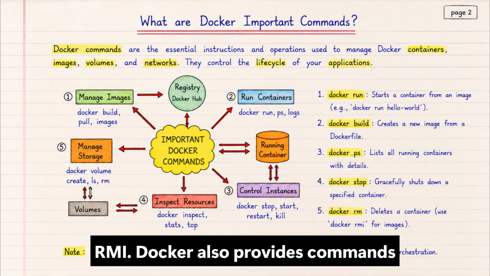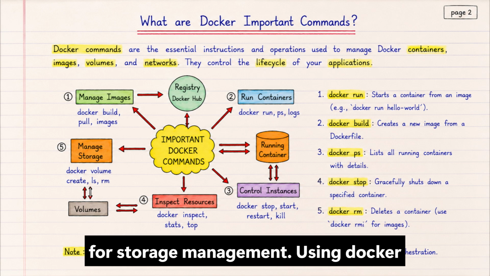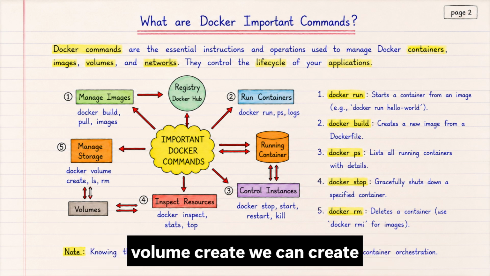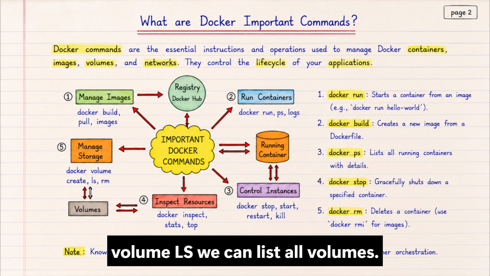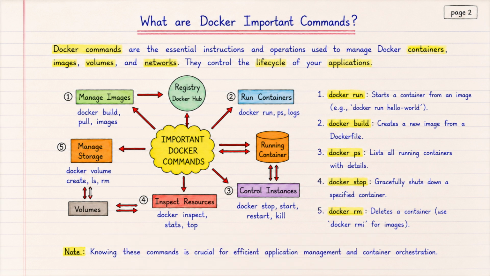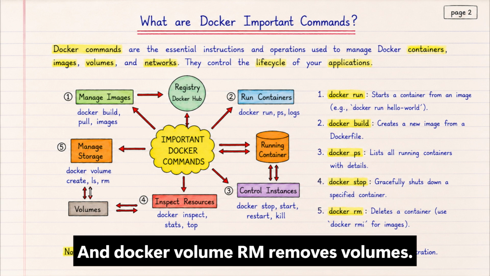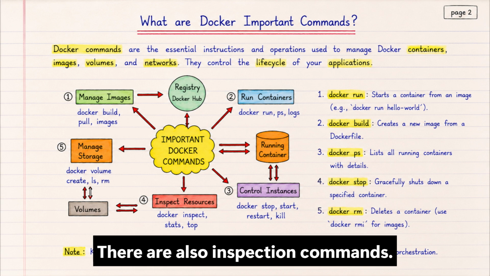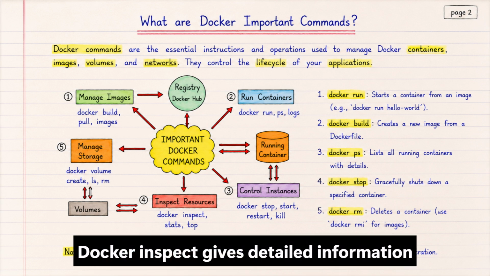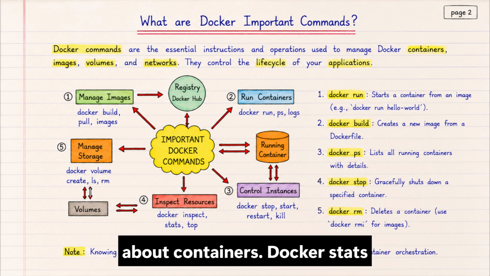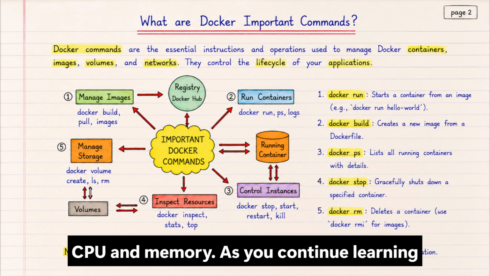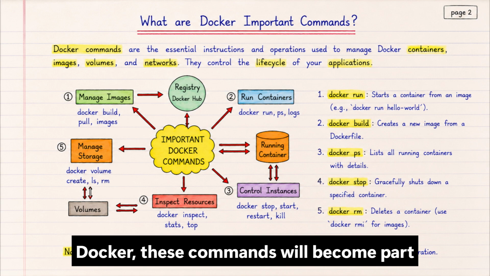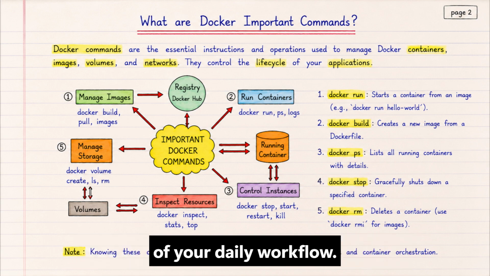Docker also provides commands for storage management. Using Docker volume create, we can create persistent storage. Using Docker volume ls, we can list all volumes. And Docker volume rm removes volumes. There are also inspection commands. Docker inspect gives detailed information about containers. Docker stats shows real-time resource usage such as CPU and memory. As you continue learning Docker, these commands will become part of your daily workflow.